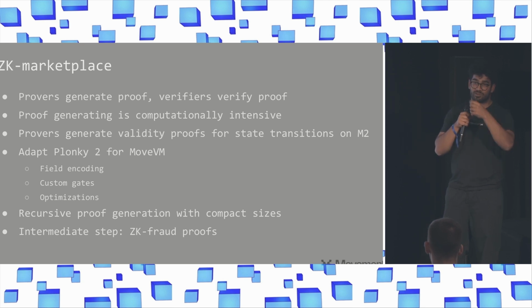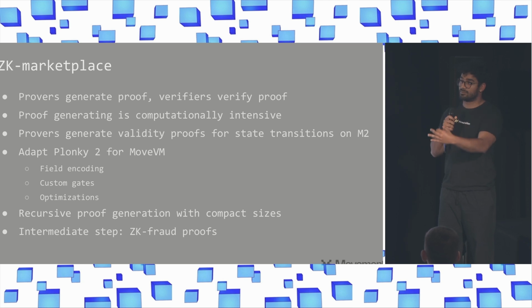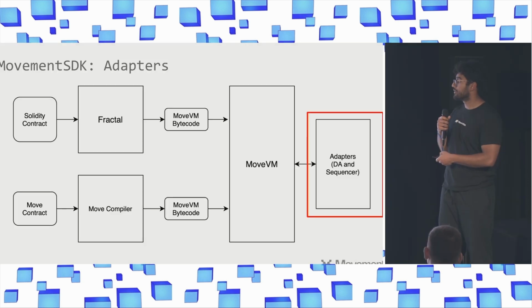Again, most users don't care about validity proofs or how decentralized the proof generation is. They just want great user experience. So ZK fraud proofs and optimistic rollups are good enough for the time period. And then once we get to the point where ZK proof generation is cheap, and most importantly, proof verification is cheap, we can have ZK Move and ZK next-gen VMs. And yeah, other components, obviously settling on Ethereum. You have a validating bridge smart contract and full nodes.